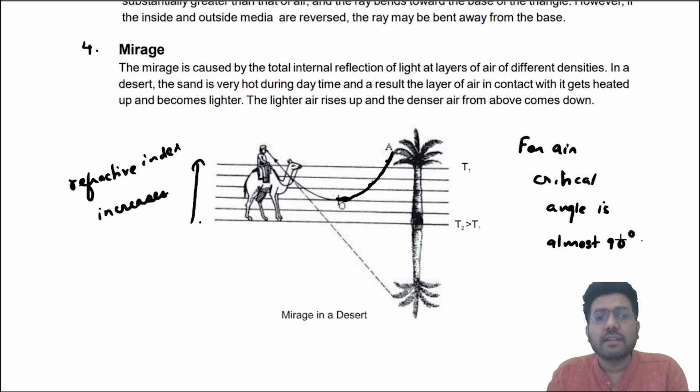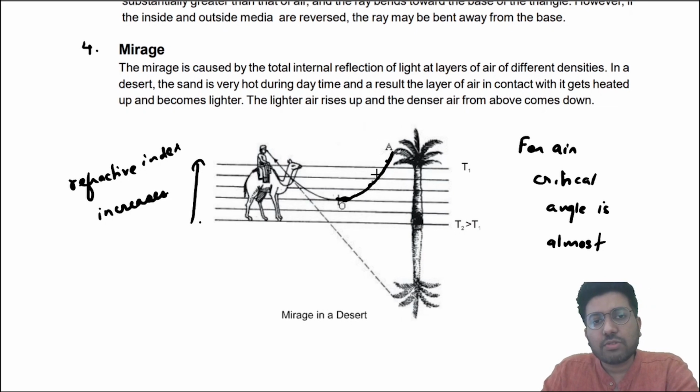That means that it is always bending away from the normal. At one point what will happen? The ray will be close to 90 degrees. In that case, instead of refraction, it will start to show total internal reflection. Okay, so that means the light, after passing through several layers, starts to show TIR, right?